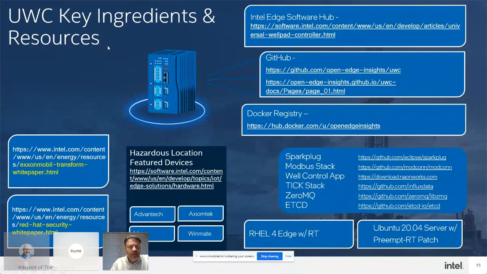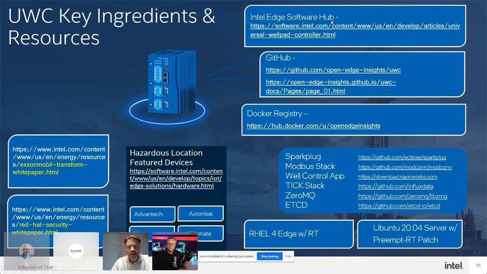So what are the UWC key ingredients and resources? First of all, what you can learn about how we've been working with other companies on UWC, I'll point you to two white papers. One is with ExxonMobil, and this is one of our key collaborators in this program. And then one is with Red Hat, which we're working with for that scalable, secured total solution, including real-time kernel and manageable system and secure measured boot, et cetera, deployable containers for scale.